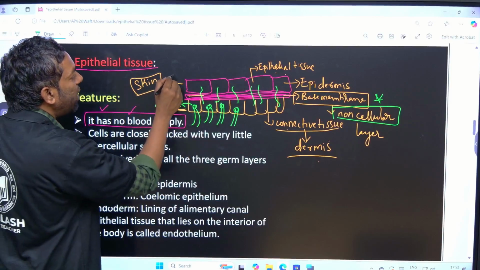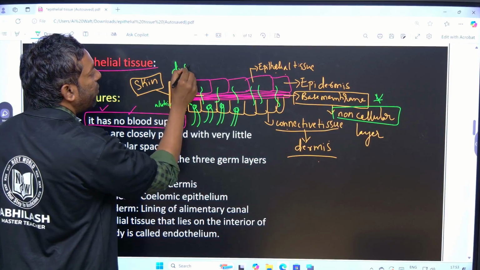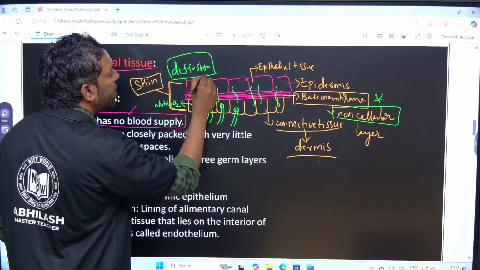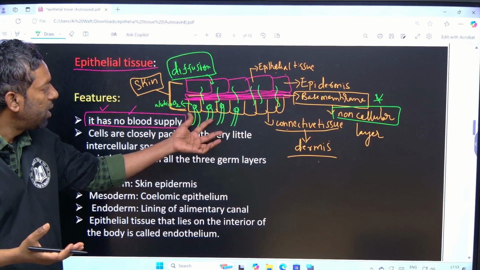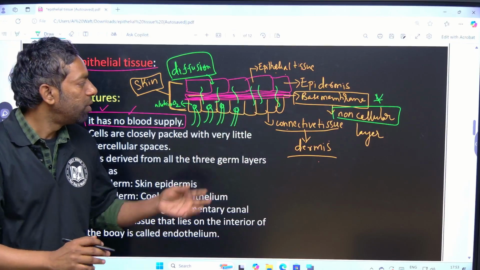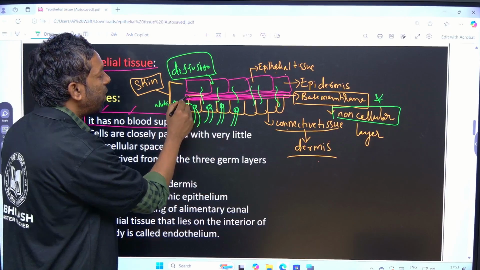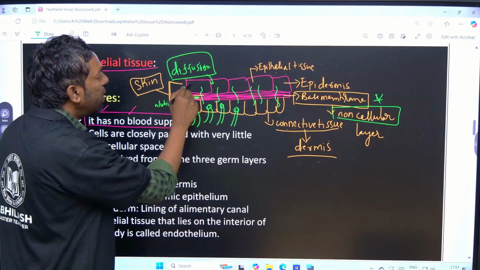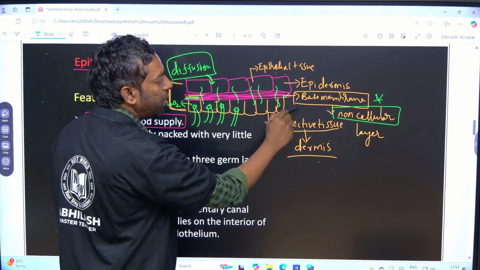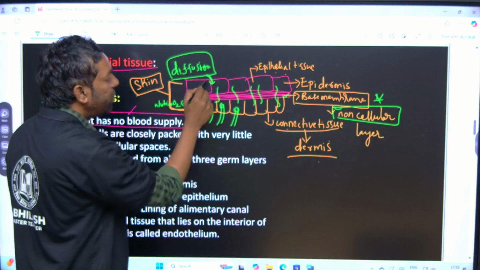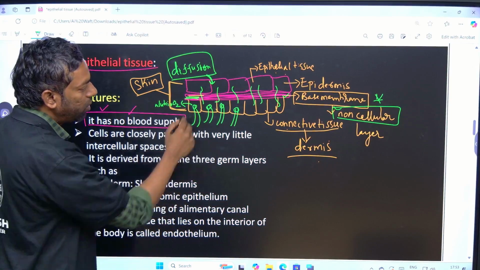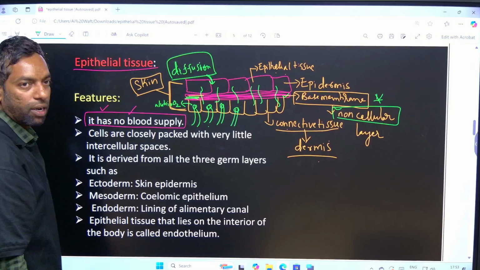There is a process called diffusion. The oxygen and nutrients enter the epithelial tissue towards the upper layer from the base membrane. The process is called diffusion. This is most important. The basement membrane is non-cellular, and the process is diffusion. They give oxygen and nutrition to the epithelial tissue from the connective tissue.